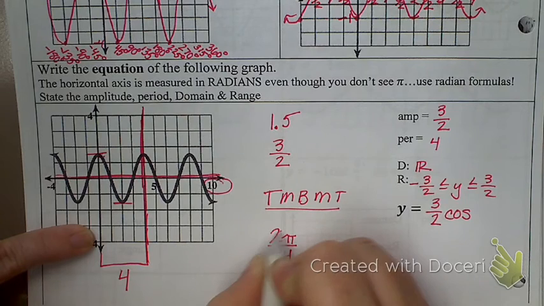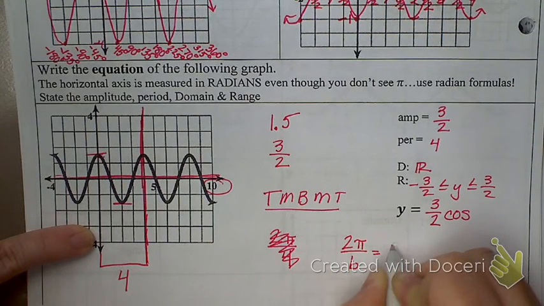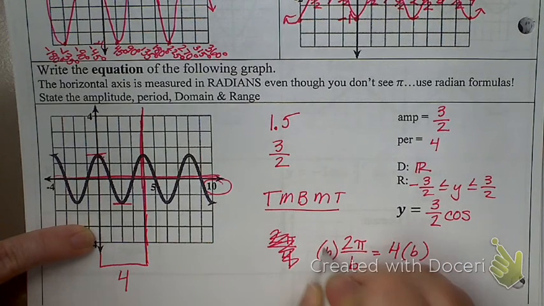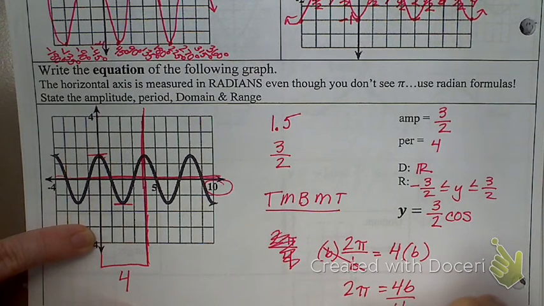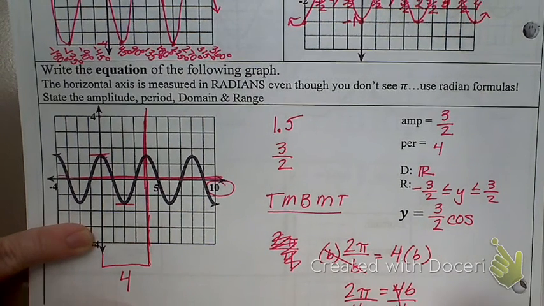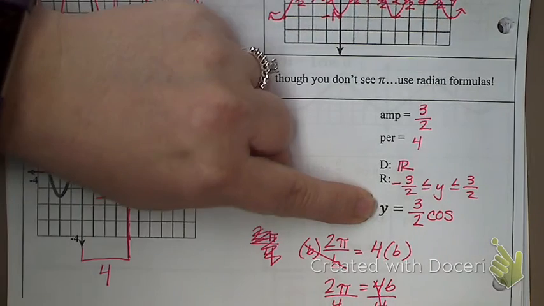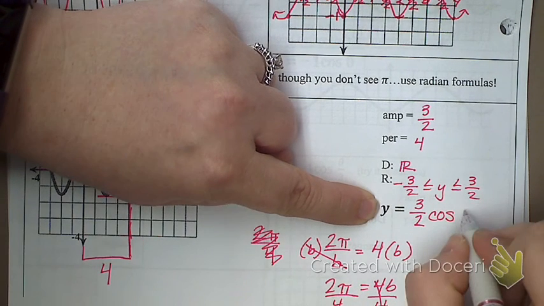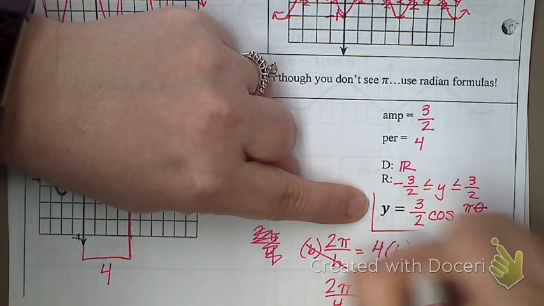No, sorry, my bad. 2 pi divided by b gives me the period, which is 4. So I'm going to multiply by b to get rid of that fraction. 2 pi equals 4b. I'm going to divide by 4. And it looks like b is equal to 2 pi over 4, which reduces to pi over 2. So what is that going to look like in the equation? Well, pi over 2, if I multiply a theta, it's going to be right there on the top. So it's going to be pi theta over 2. And that's what my final equation is going to look like.